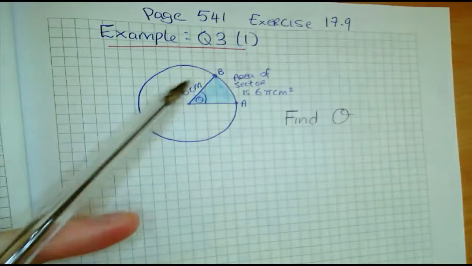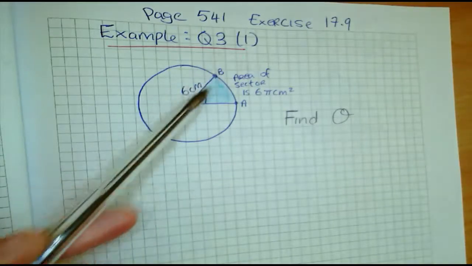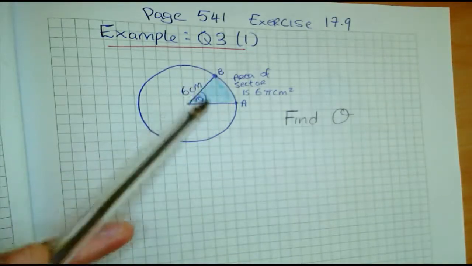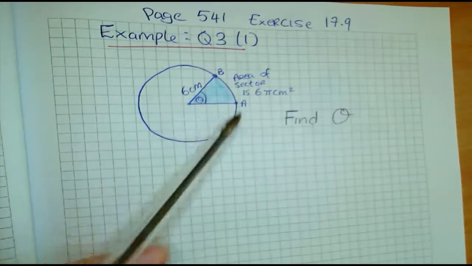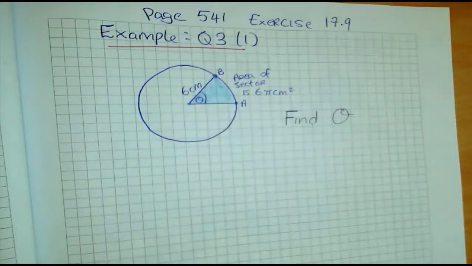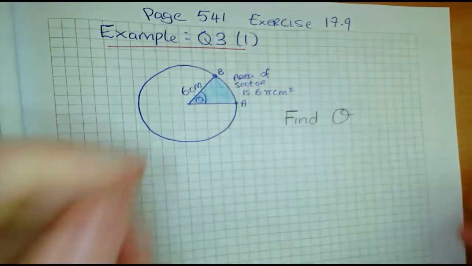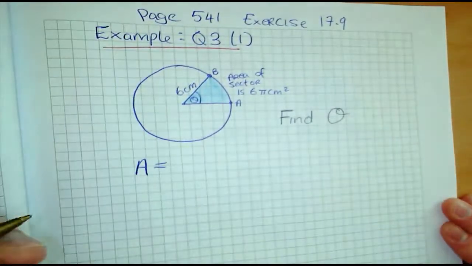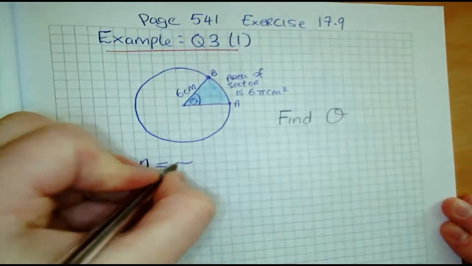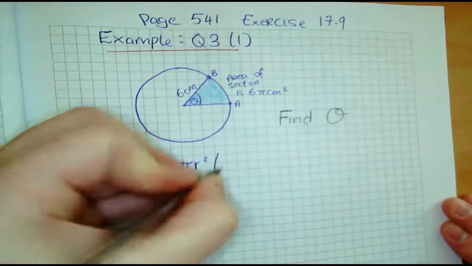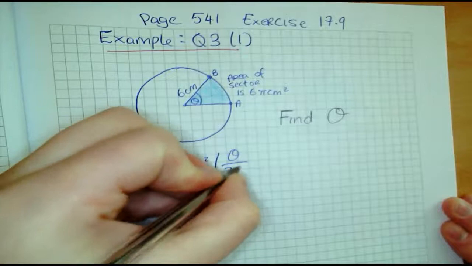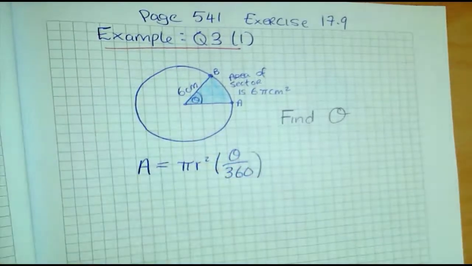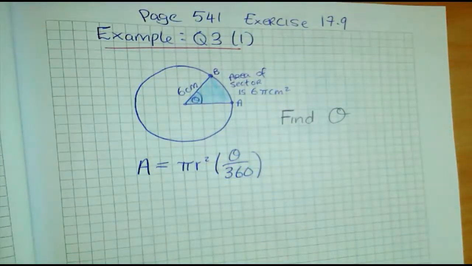So we know that the radius is 6, looking at here. Our angle is theta, and the area of the sector is 6 pi, okay, centimeters squared. So we're trying to find theta. So we're given the area. So I'm going to write out the formula for the area. So area is equal to pi r squared by theta over 360. Okay, so pi r squared by theta over 360.